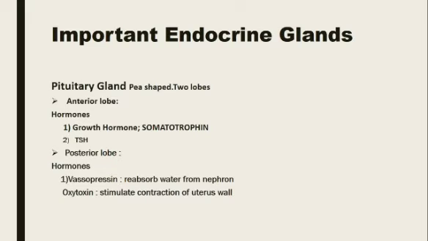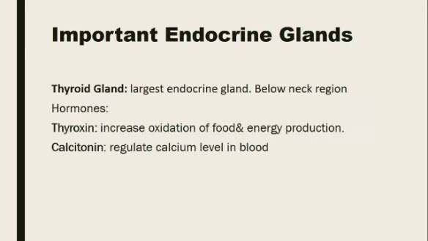Vasopressin's function is to reabsorb water from nephron, and it regulates and maintains the water level in the body fluids and in the blood. If it is not released properly, there will be frequent urination and the condition will be diabetes insipidus. So the release of the hormone vasopressin is necessary to maintain the water level in the blood. And the other hormone of posterior lobe is oxytocin that stimulates the contraction of uterus wall during the childbirth.